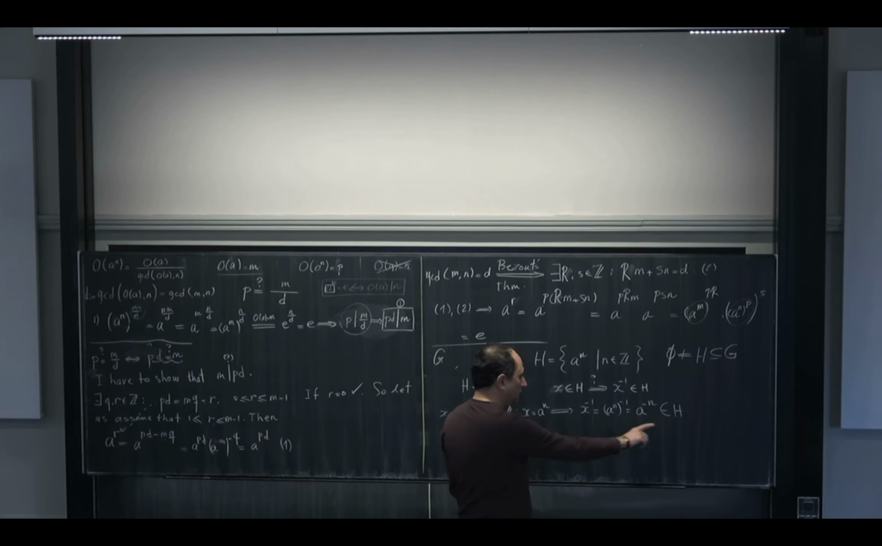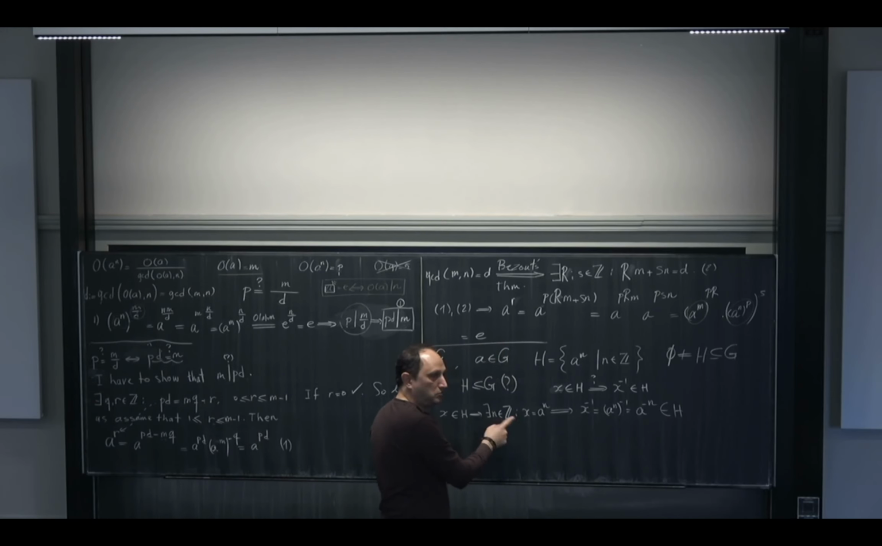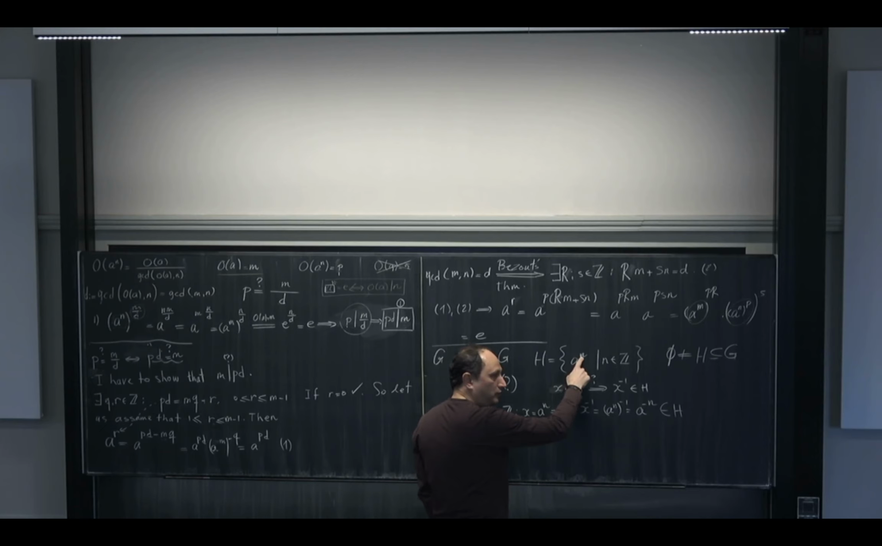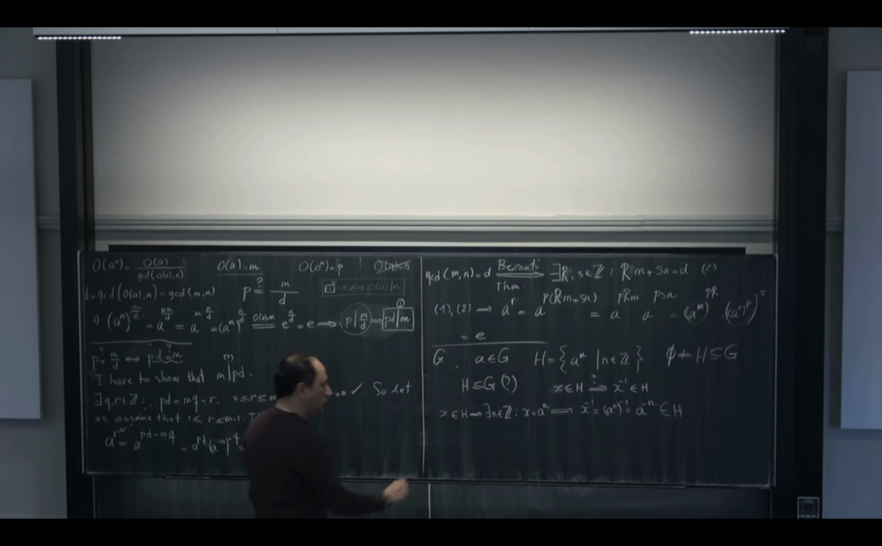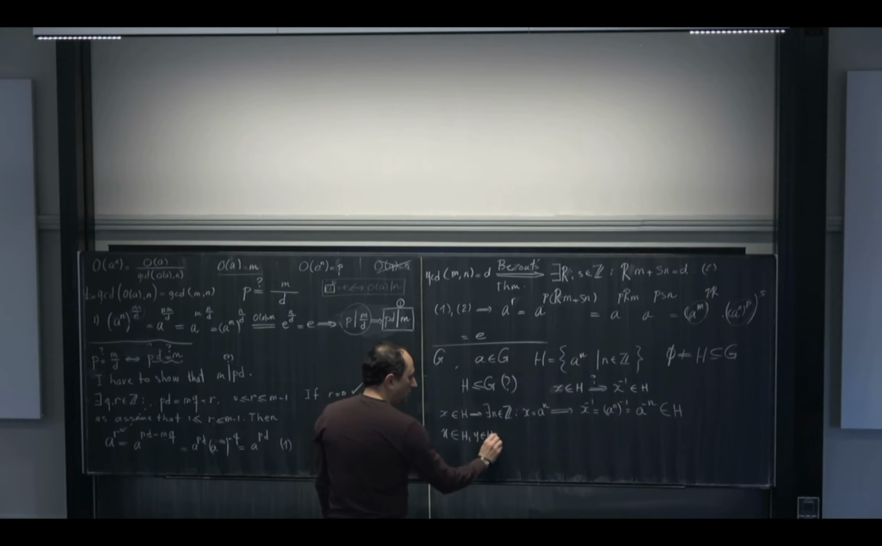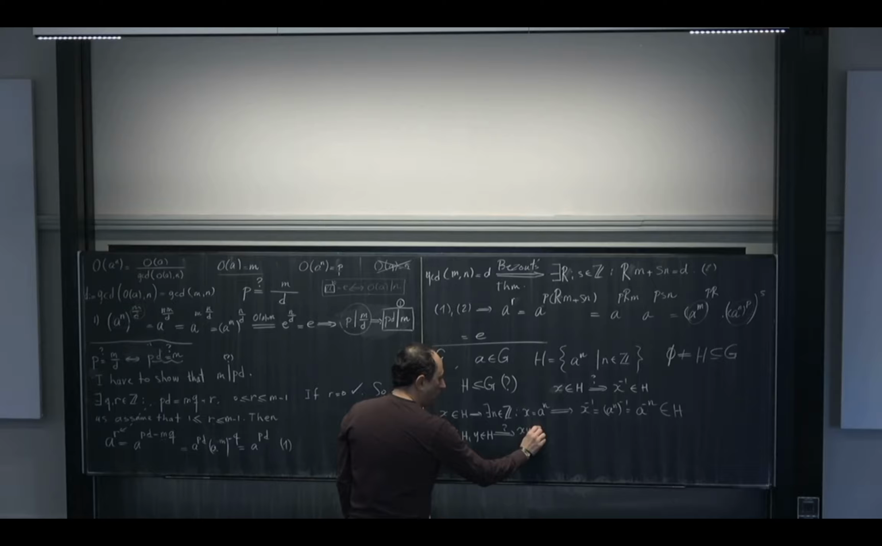Why? Because when n belongs to Z, minus n also belongs to Z, and any integer power of a is already in H. This is an integer power of a, it is in H. Is that right? So x belongs to H, y belongs to H. I want to convince you that xy also belongs to H.